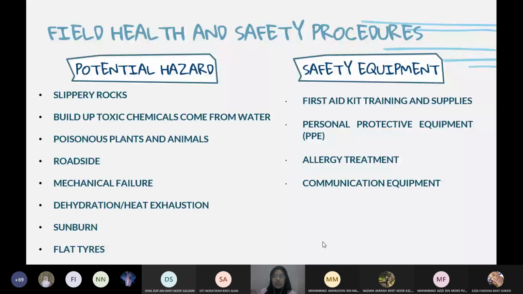Working nearby roadside may cause accidents. Mechanical failure, for example, no battery in phone may cause problems if someone gets lost. Dehydration and heat exhaustion may cause illness, sunburn may cause irritation, and flat tires can cause car accidents. Lastly, it is obligatory to bring a first aid kit, PPE, allergy treatment, and communication equipment to the sampling site to maintain safety for all participants. And with that, I'm pretty sure that we have covered all important parts in the sampling plan. Thank you.